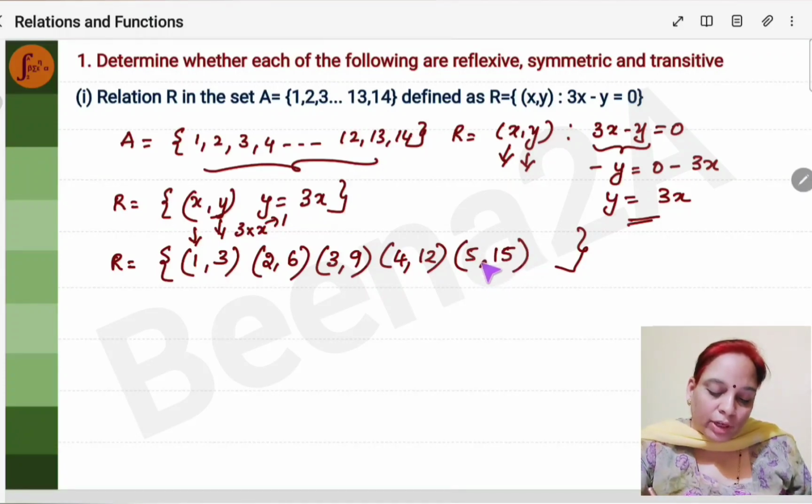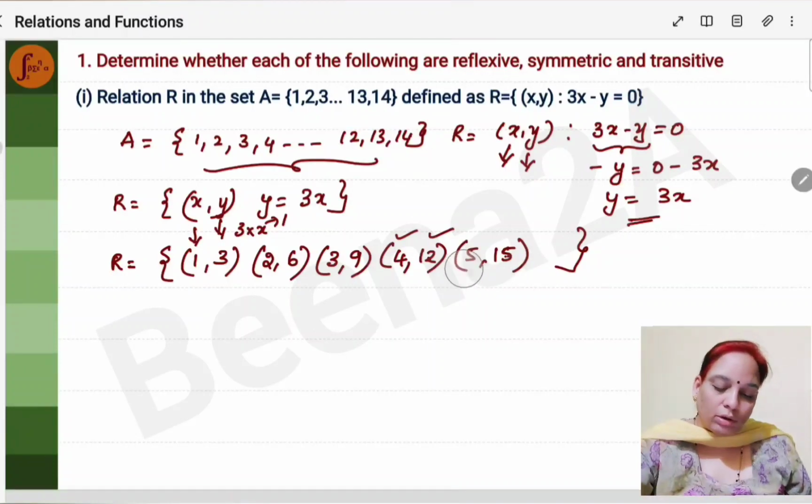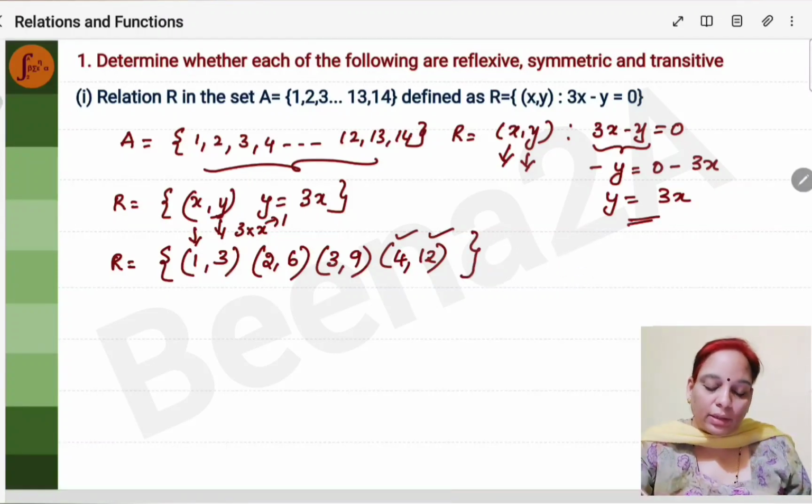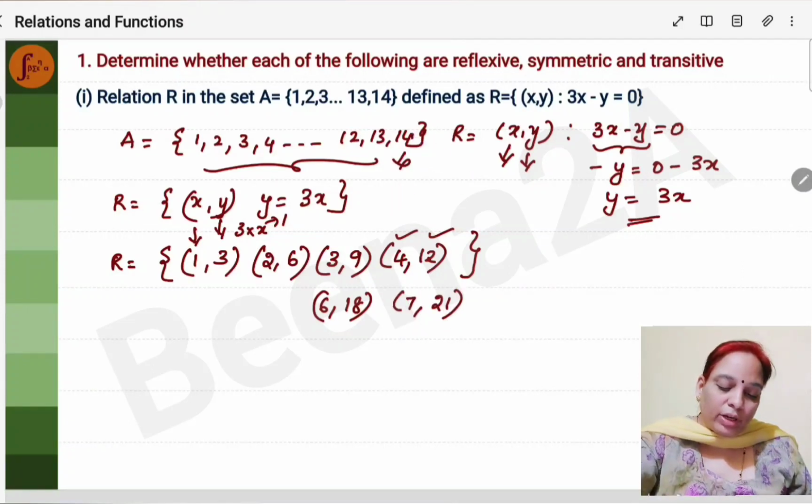Now carefully observe: is 15 part of this particular set A? No. So you should always get the ordered pairs in such a way that both the elements x and y belong to set A. Here 15 does not belong to the set, so this is not a valid ordered pair. The set ends here. If I take 6, 3 times 6 is 18, which is still not present. If I take 7, 3 times 7 is 21, which is not present either. So we'll stop here.